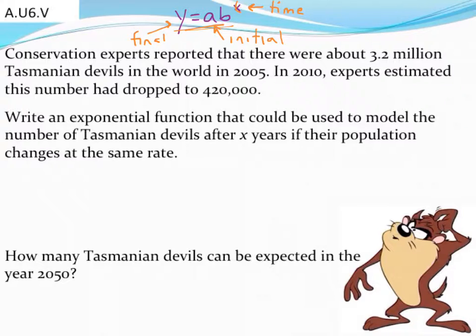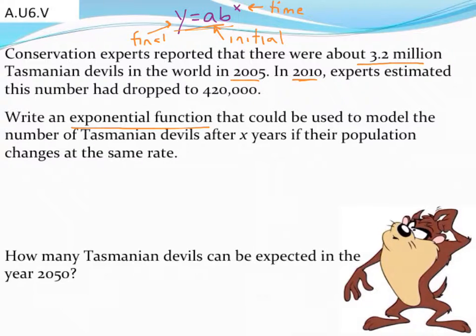B is the growth rate or the decay rate, as we'll see in this example, and that's what we're not going to know this time, and that's what I want to find first. So once again, let's begin by writing an exponential function using the data they give us. I can see that in this example, we are starting with an initial population of Tasmanian devils of about 3.2 million in the year 2005.